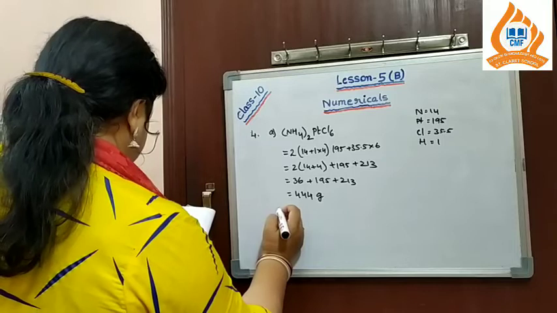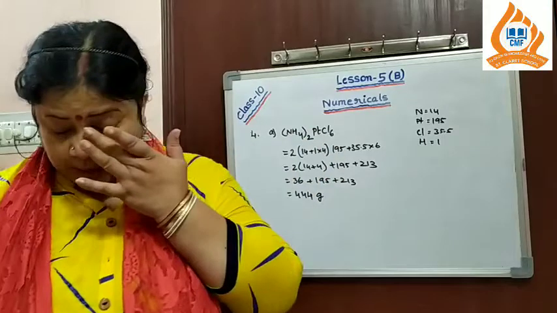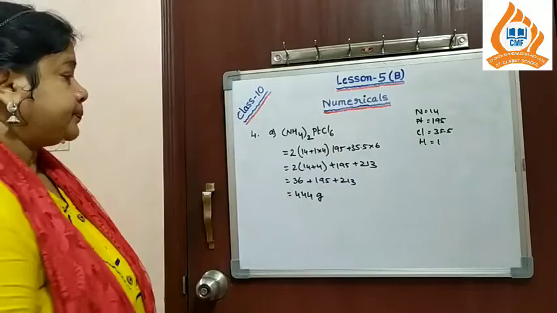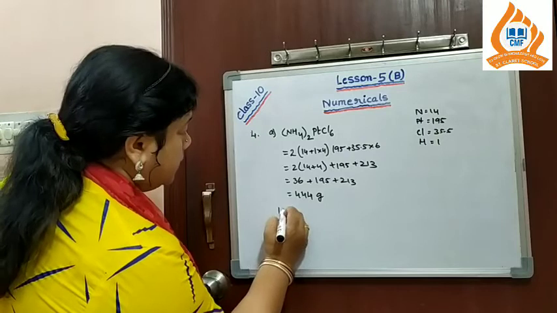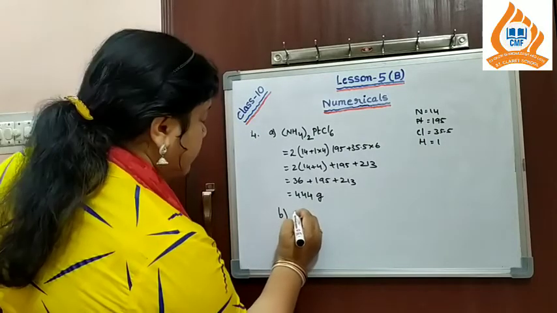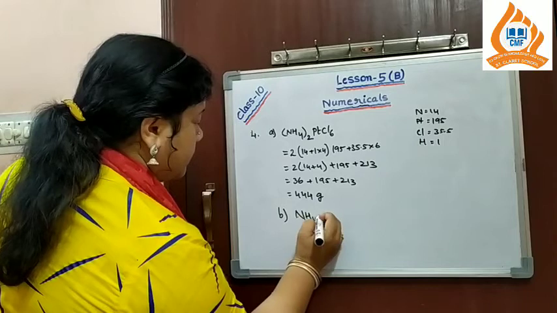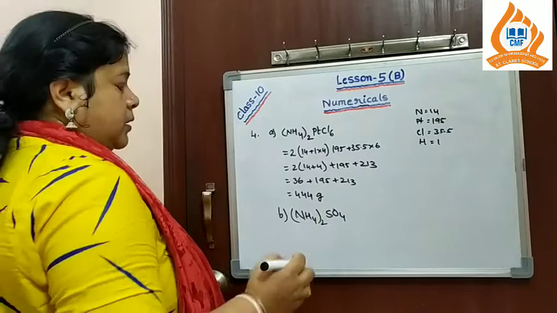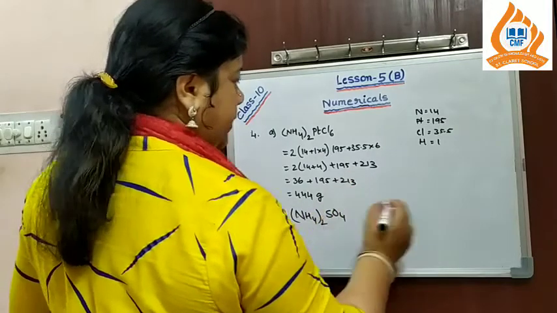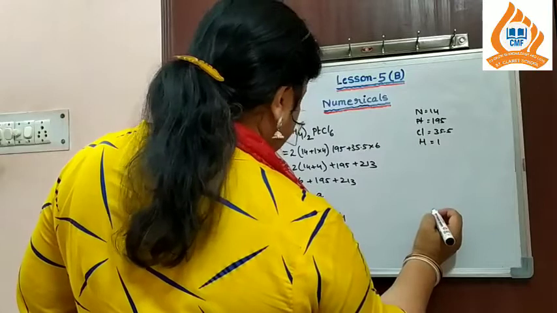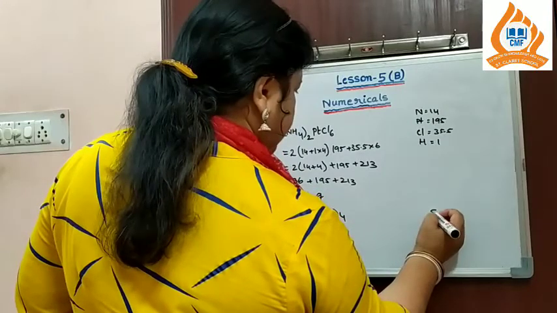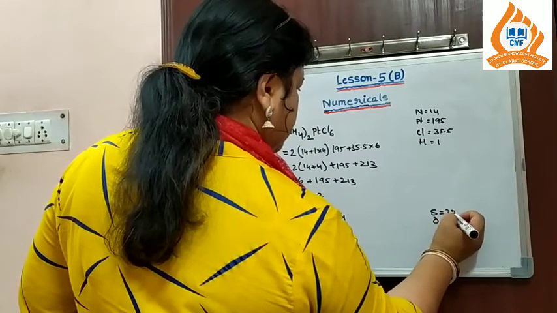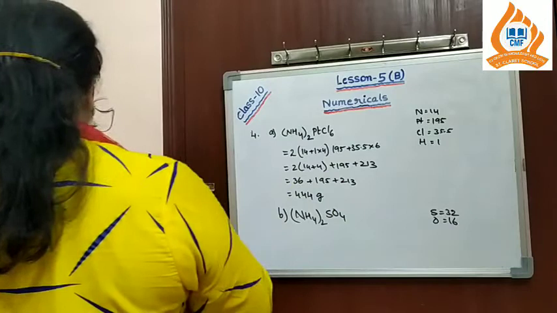Now the next one. I have already done one, so I am taking ammonium sulfate. Let's see. Ammonium sulfate. First write the formula properly. Now here N and H are known from before, only O and S are needed. S is 32 and O is 16.